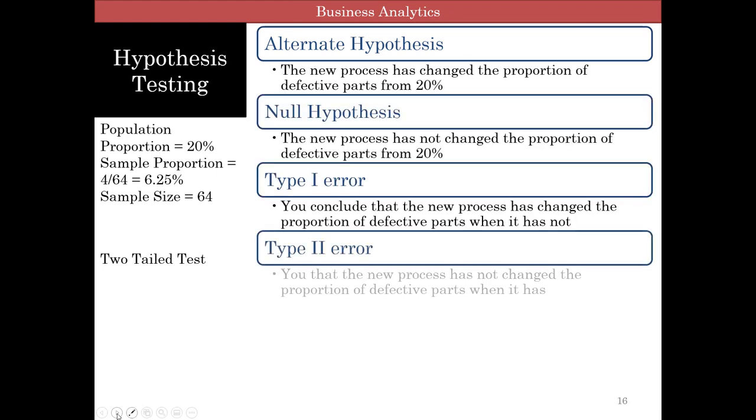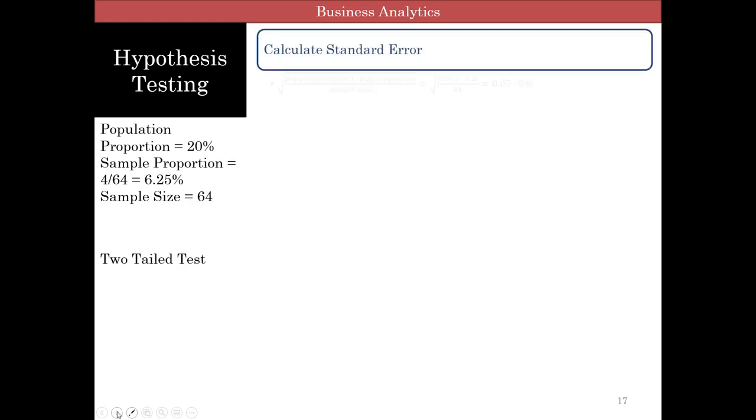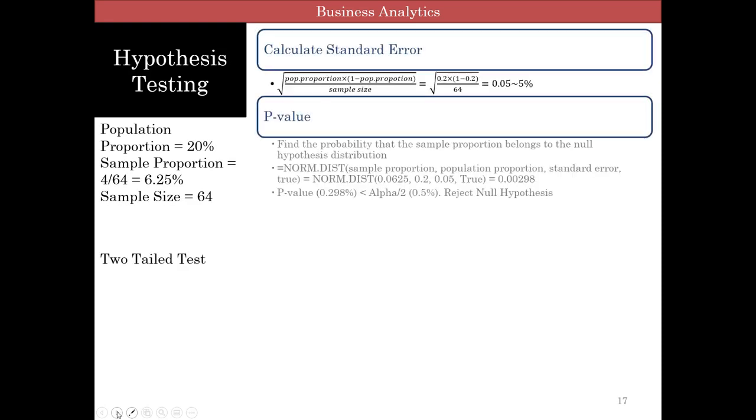I am going to let you all review this from the PowerPoint slide. Instead of it being less, we're looking at changed, and everything else is the same. And here we are going to calculate the standard error first. Your p-value, use norm dist, and when you get the p-value, you're going to compare it to alpha by 2.